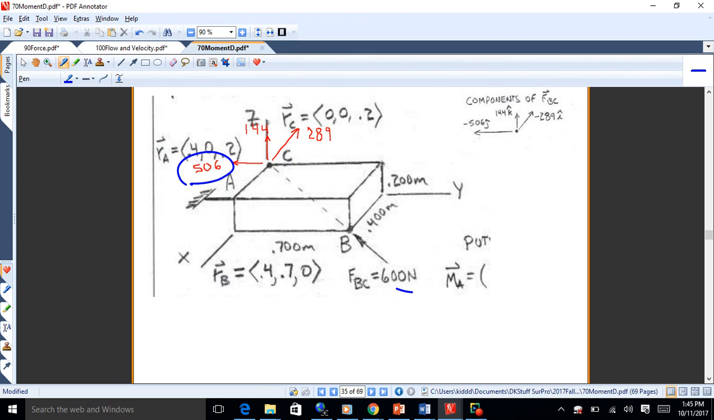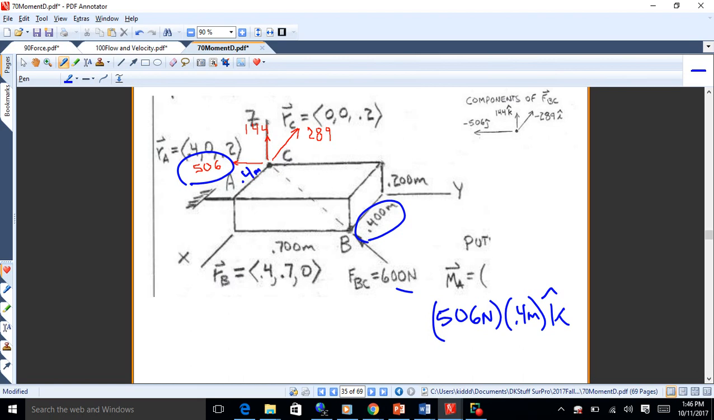All right. So let's look at the 506. What does the 506 do about A? What type of moment does it cause? The force is 506. What's the distance? It's 0.4, which is this distance right here, along that edge going from C to A. What's the direction of that thing as far as a moment is concerned? I agree it's positive, but it's not along X. What axis is it spinning about? The Z. The axis about which it spins, that's what the moment is. So that's a K moment.